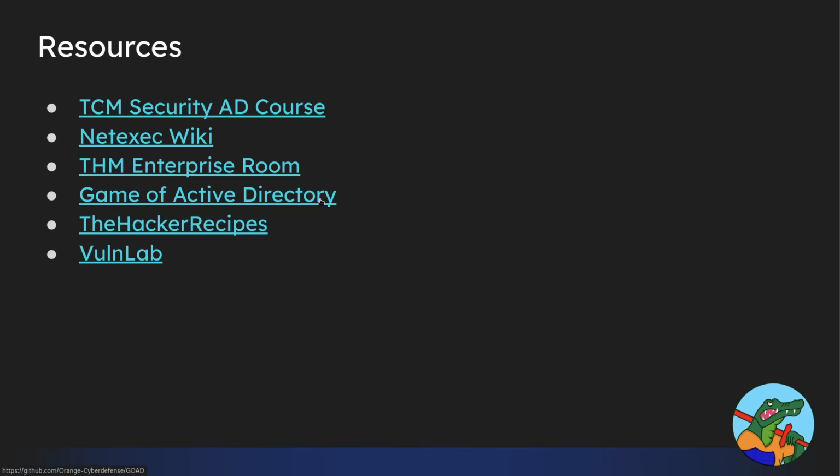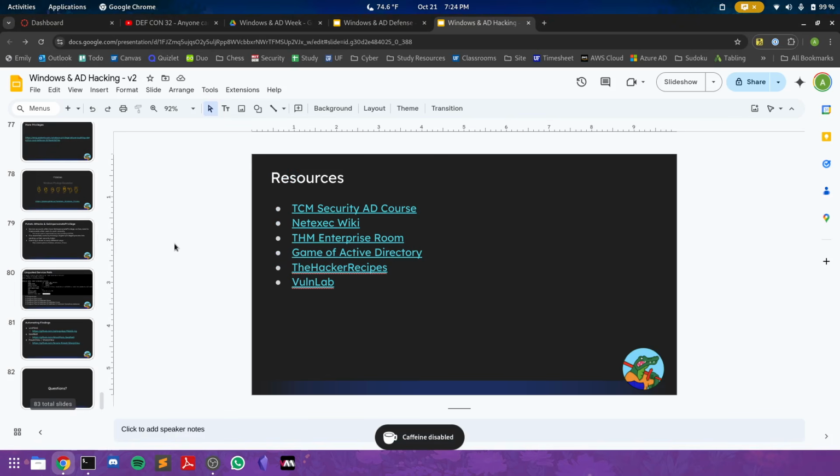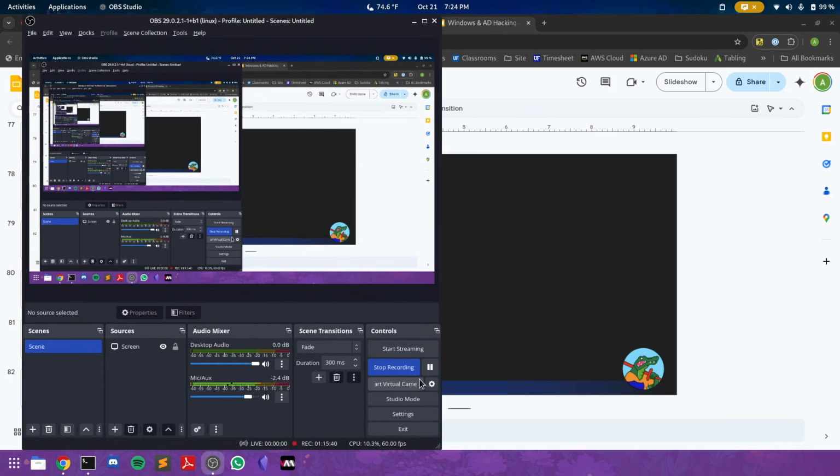Game of Active Directory is a vulnerable network that you can deploy on your own. It has like 15 machines or something, and you can put it on AWS, and it costs like 3 cents per hour. The Hacker Recipes is a great website with a ton of resources, and VulnLab is a version of Hack The Box that is harder and has a lot of really cool Active Directory stuff on it. All right. You can talk to me after if you have other questions.